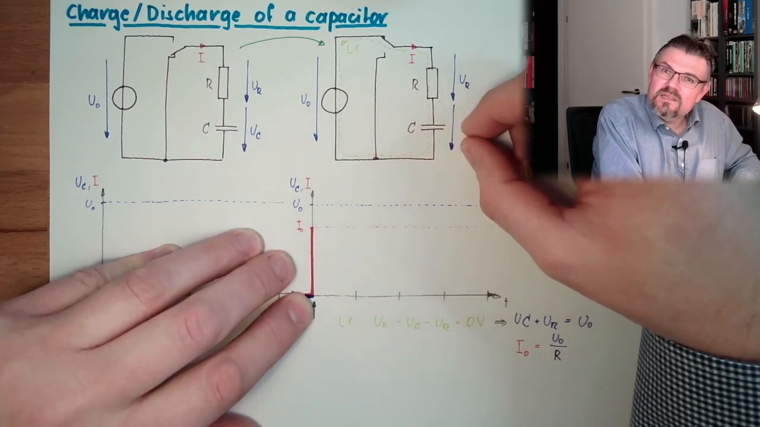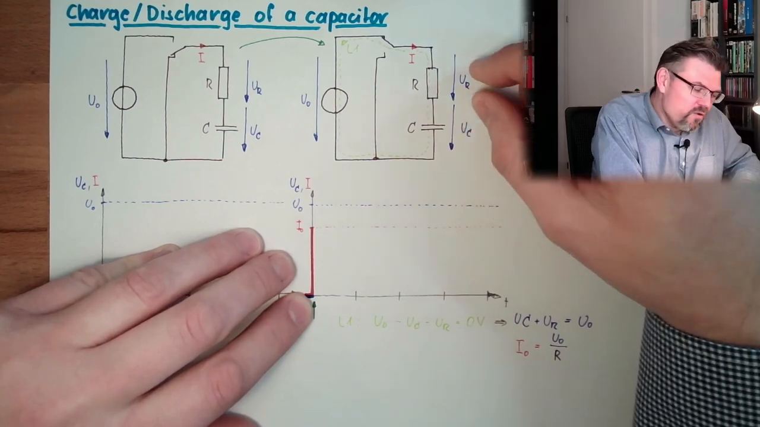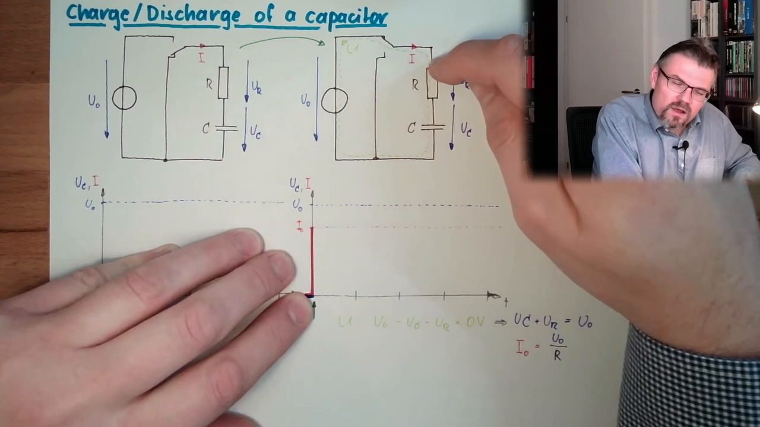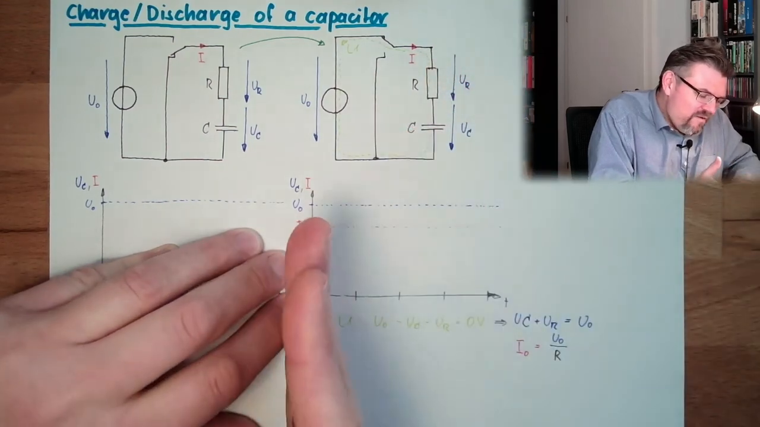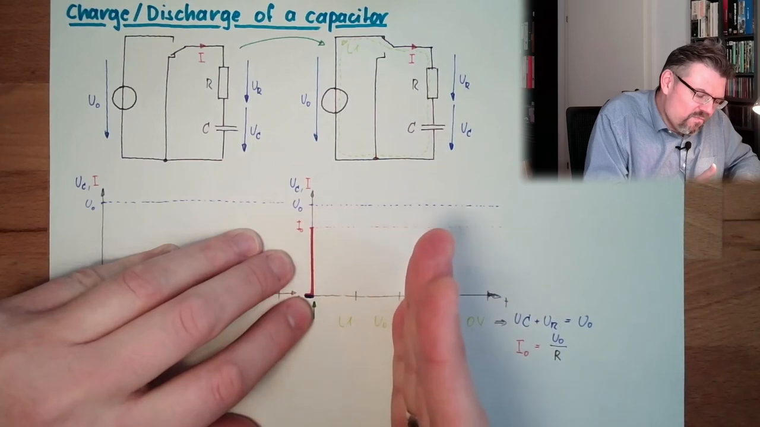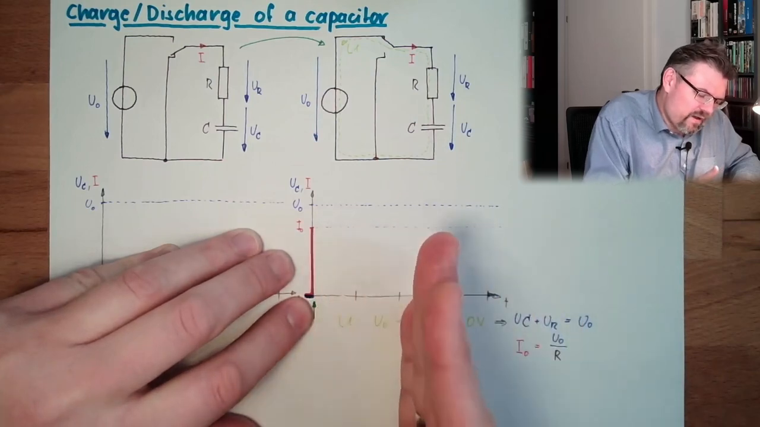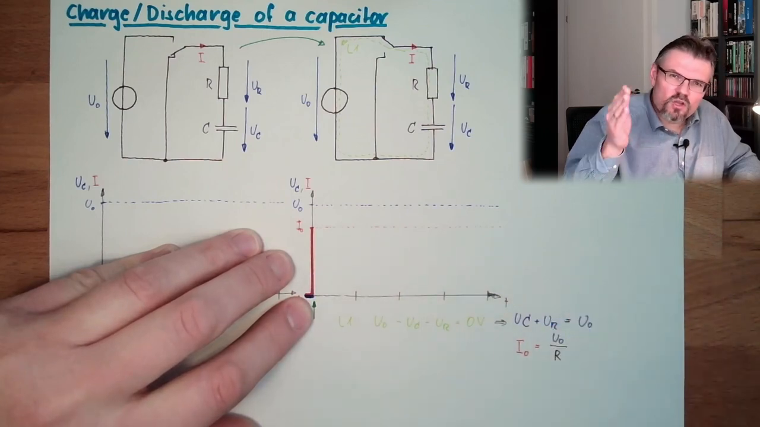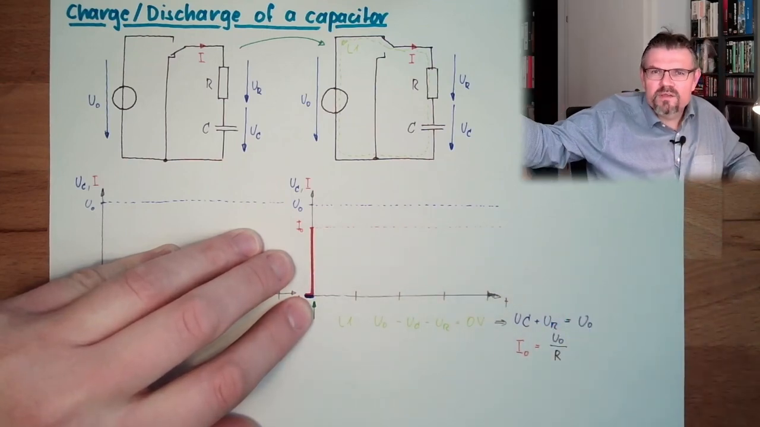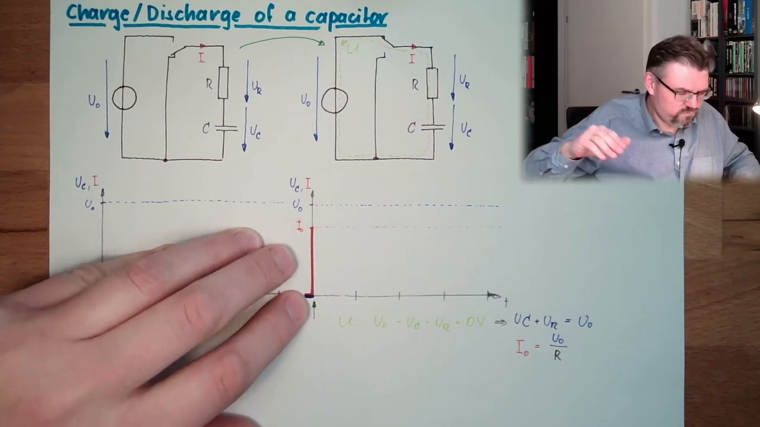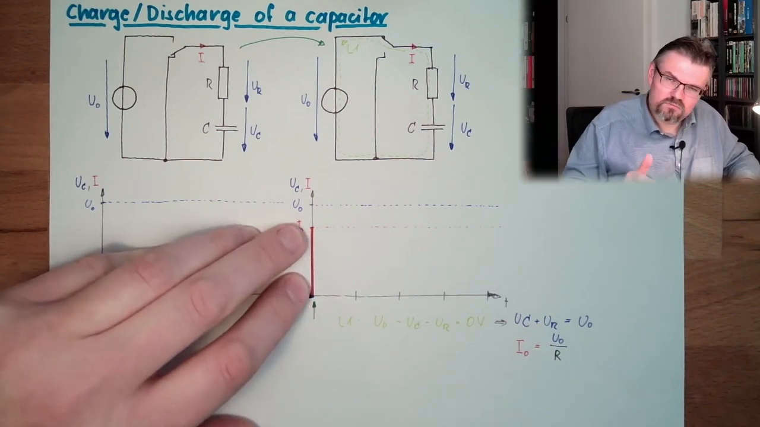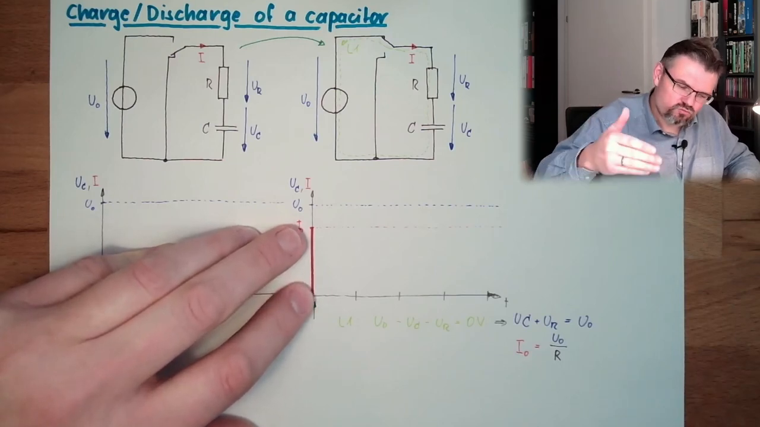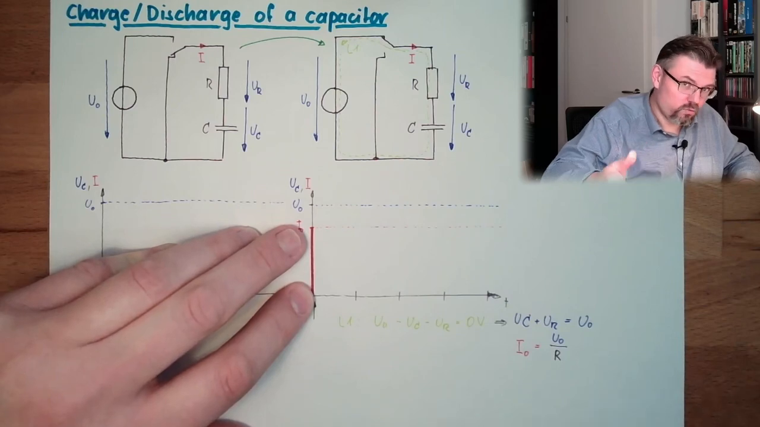So UC is still growing, but slower. UR is still dropping, but slower. I is dropping, but slower. And so on and so on. At every point later in time, the capacitor will still be charged, but slower and slower over time. At the beginning, it's pretty fast, with the maximum possibility, and over time it's getting slower and slower.